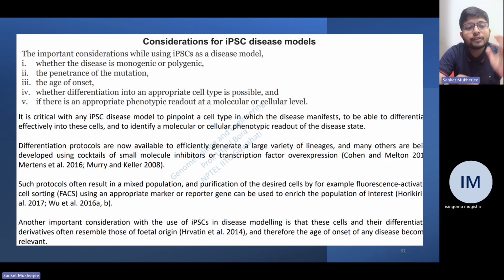Now, such protocols often result in a mixed population, and purification of the desired cells, for example, by fluorescence activated cell sorting using an appropriate marker or reporter gene, can be used to enrich the population of interest. Another important consideration with using iPSCs in disease modeling is that these cells and their differentiated derivatives often resemble those of fetal origin. And therefore the age of onset of any disease becomes relevant. These are the options, basically.